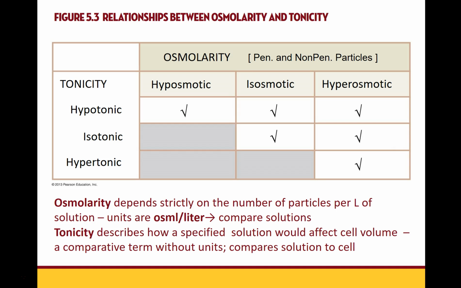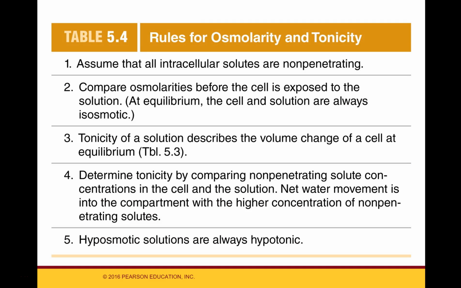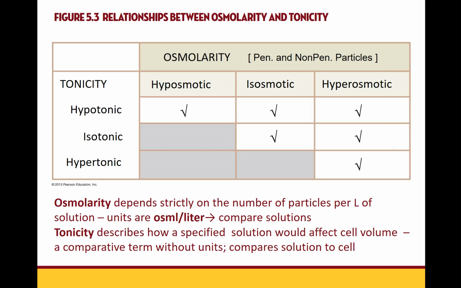Okay. Here's our graph that can be pretty confusing. Okay, so this is again the osmolarity, which is the actual measured number, versus tonicity, which is just relative to the outside environment. If something is in a hypotonic environment, it is always going to be hypoosmotic. Not the same for isoosmotic, hyperosmotic. If it's isoosmotic, it can be anything except for hypotonic. Hyperosmotic can be all three, which is why I have to use these rules to see which one it is.